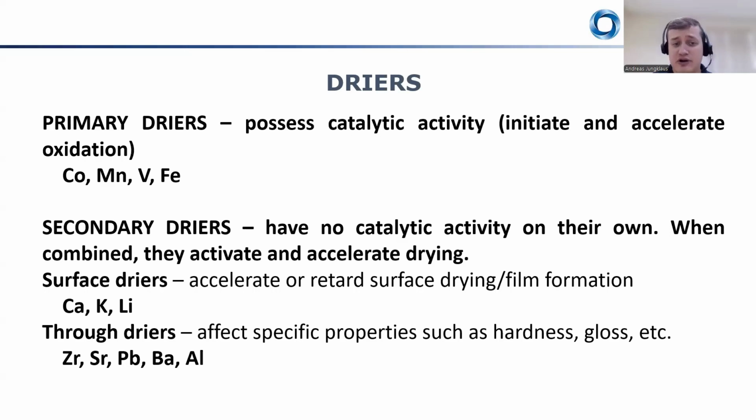And the secondary dryers, on the other hand, are helpers. They ensure balanced, complete drying, surface plus depth. They affect the internal drying or through curing of the film. So a well-formulated paint needs the right balance of both. Too much or too little of either can lead to defects like poor hardness, wrinkling, and delayed drying.